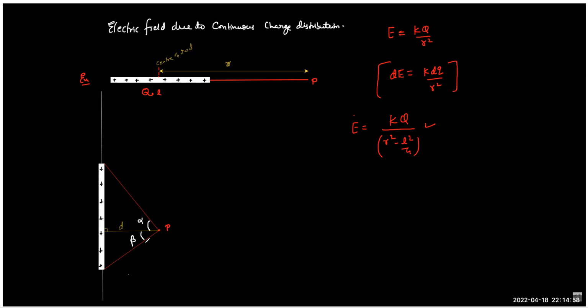Okay. So what I'm saying is that the point P is located in such a way that the ends of the rod at the point P subtend angles alpha and beta. So alpha and beta are the angles subtended at point P by the ends of the rod, and D is the perpendicular separation between the point P and the rod. These are the things given to us. Now let me redraw this diagram separately.